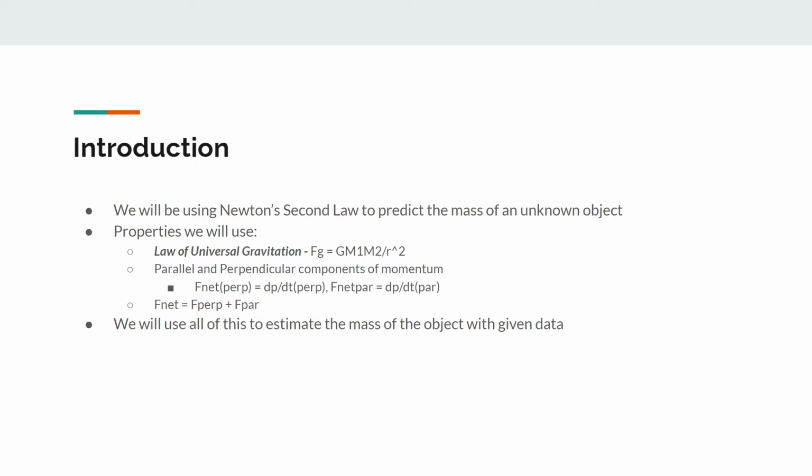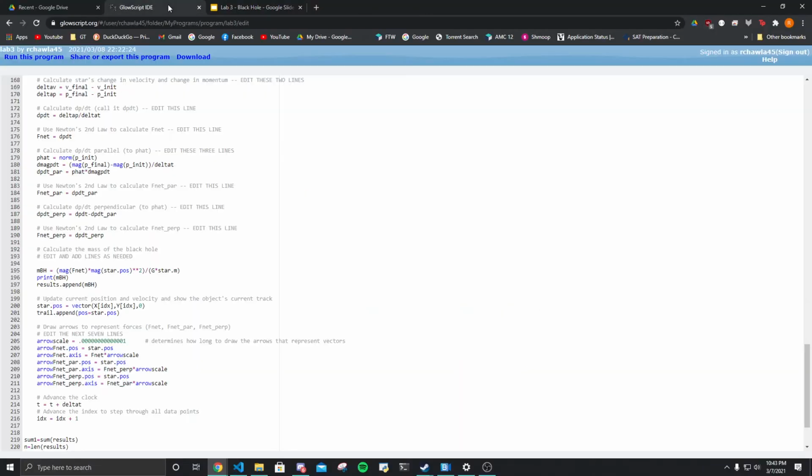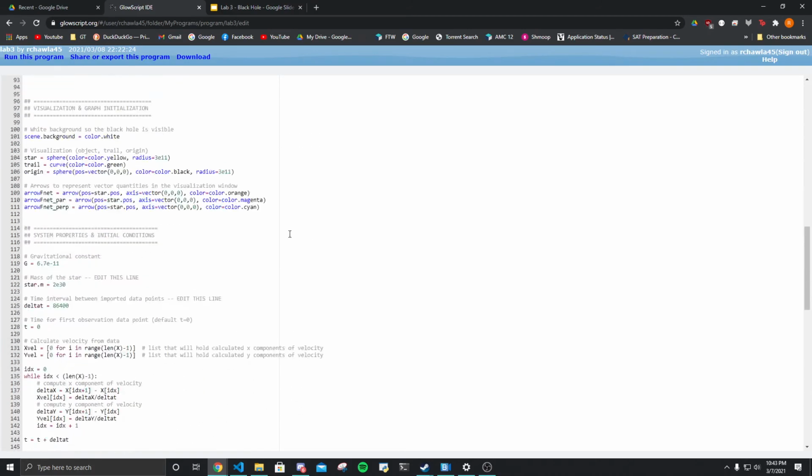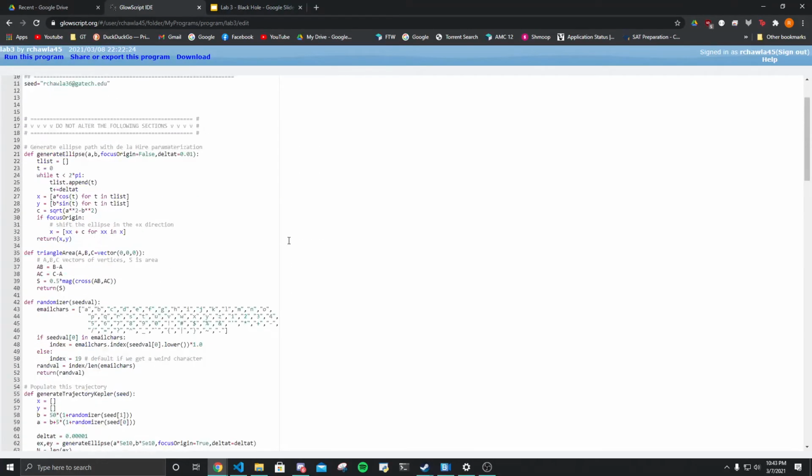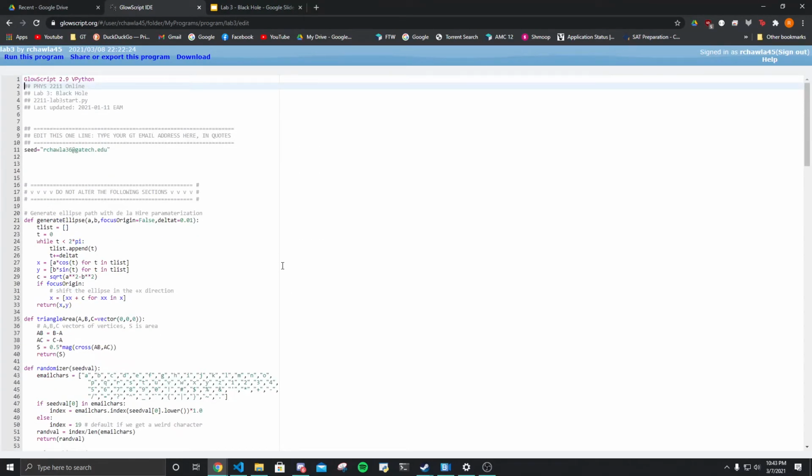Then we will also have to take into consideration the parallel and perpendicular components of momentum. And I've written the equations here that deal with changes in momentum and how they relate to each other. And using all of this data, we'll be able to estimate the mass of the object with the given data. And now I will go into the code of the model that was given to us and explain how this will be used to determine the mass of the black hole.